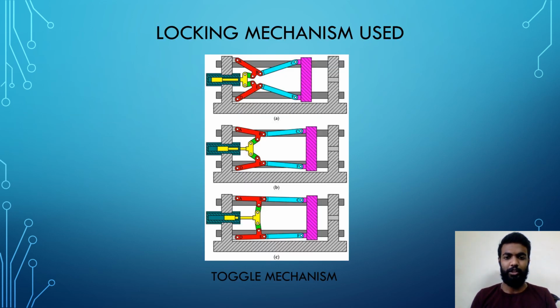So this is a locking mechanism used in pressure die casting machine, and it is actually known as toggle mechanism. It's composed of two sets of kinematic links, and each contains three joints and five turning pairs. So these are the three joints, one, two, and three, and there are totally five turning pairs in each set of kinematic links.